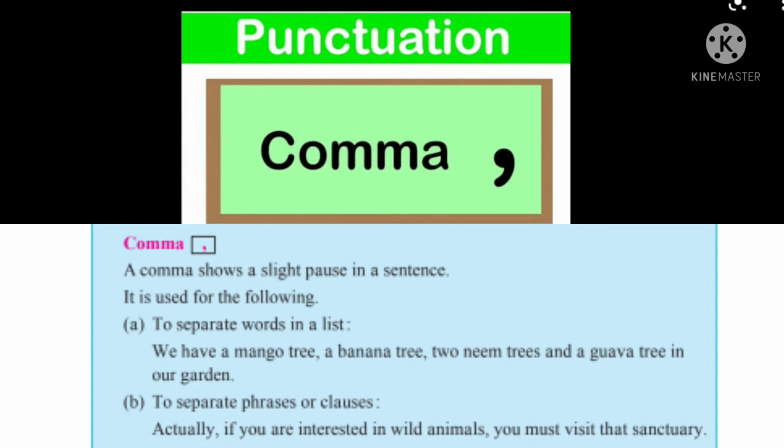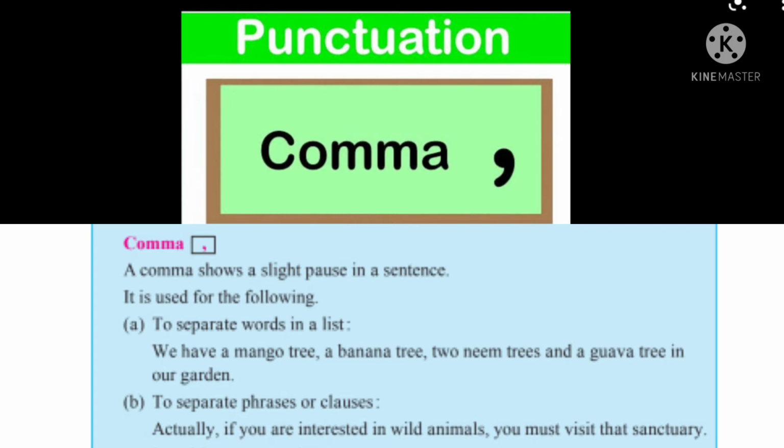Now students, let us come towards another punctuation mark, that is comma. A comma shows a slight pause in a sentence. It is used for the following: to separate words in a list. We have a mango tree, a banana tree, two neem trees, and a guava tree in our garden.